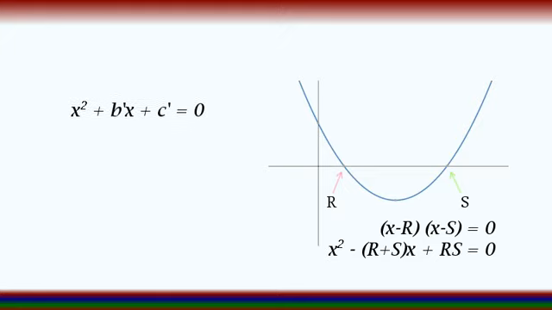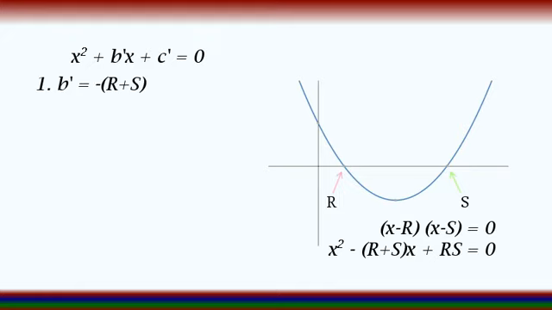This tells us two important facts. Namely, b prime is minus r plus s, and c prime is r times s in our simplified equation. Fourth, we identify the middle of r and s. Call it m. We know the zeros are the same distance from m. We'll call that distance d.